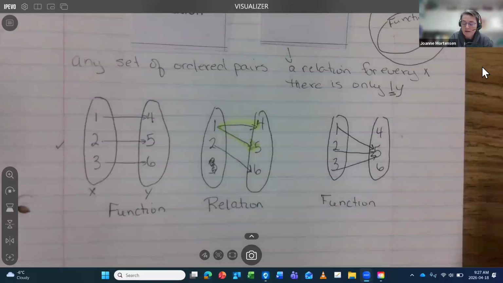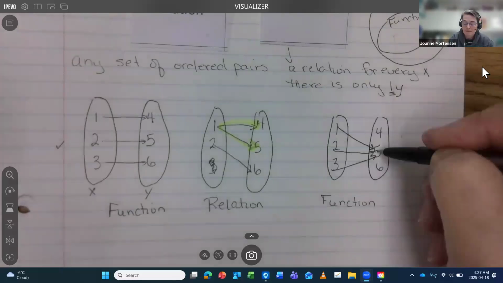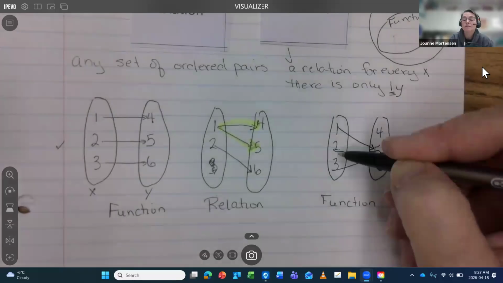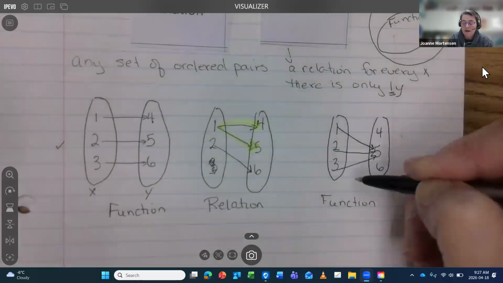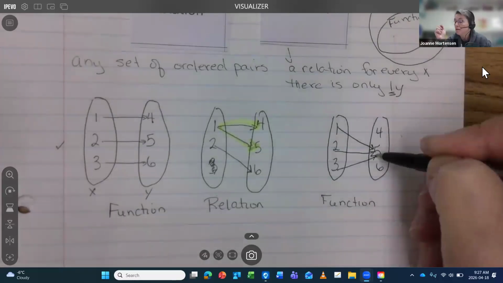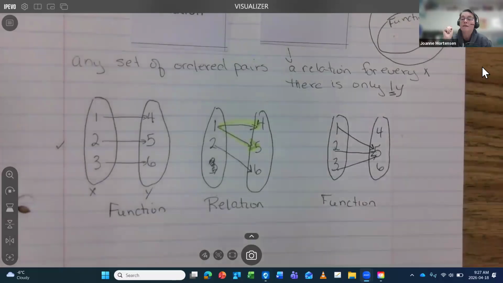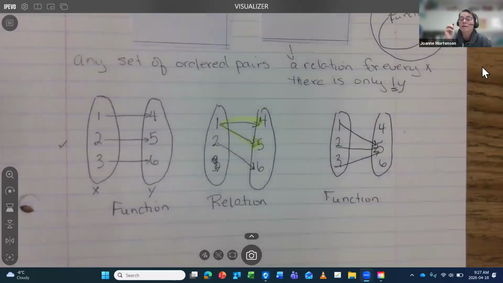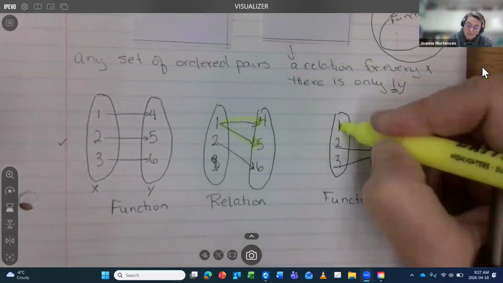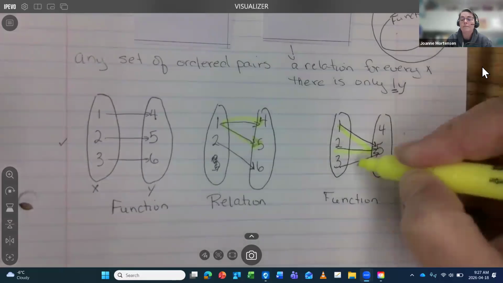Because this X has only one Y it goes with. And this X has only one Y that it goes with. And this one has only one. It doesn't matter that it's all the same Y. It just matters that every X has only one Y. So this is fine. Like that.